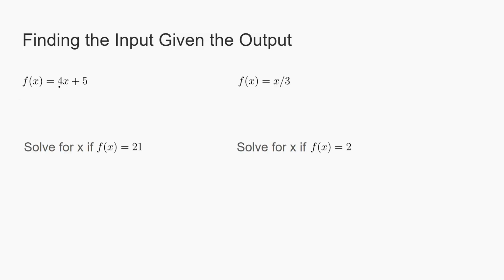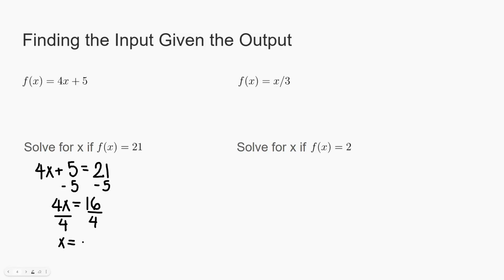So we know the output can be represented as 4x plus 5. We're going to write that down, 4x plus 5. And we know that this eventually is 21. We're going to subtract both sides by 5 to get 4x equals 21 minus 5, which is 16. We divide both sides by 4, and we get that x equals 4. So we know that x being 4 gives us a value of 21 as an output.